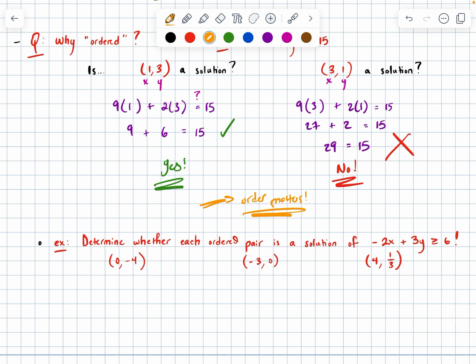Let's take one more. Say that I've got this guy. It's an inequality. Negative 2x plus 3y is greater than or equal to 6. I want you to determine whether or not each of these ordered pairs is in fact a solution of this inequality. Take 2 minutes, 3 minutes, pause the video, do some substitution. Tell me what you think. Go!